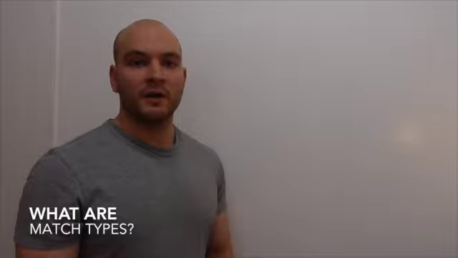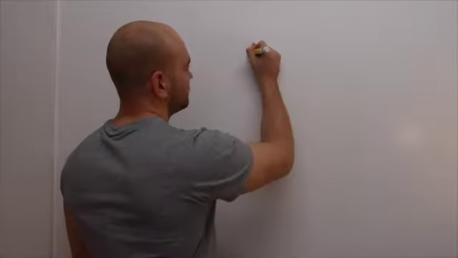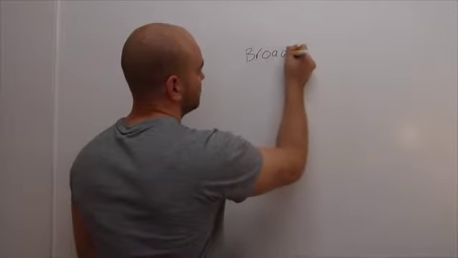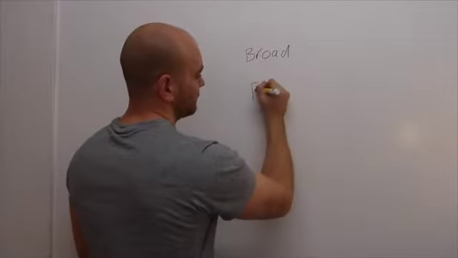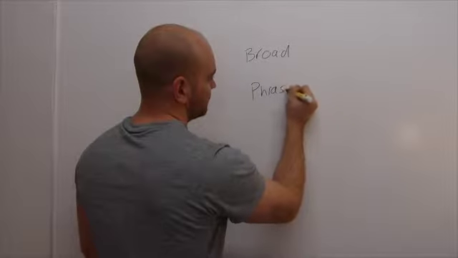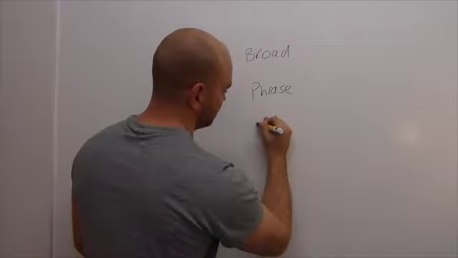There are three main keyword match types, and it's really important to understand the difference between those match types when building search campaigns, because each of the different keyword match types has its own specific set of attributes and qualities. The three main match types are broad match, phrase match, and exact match.